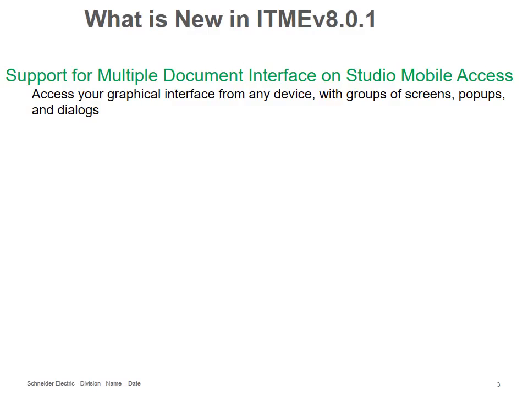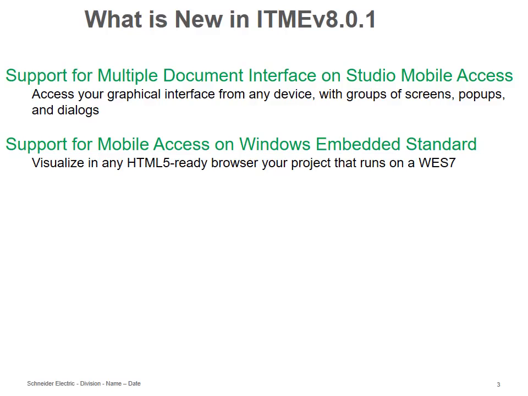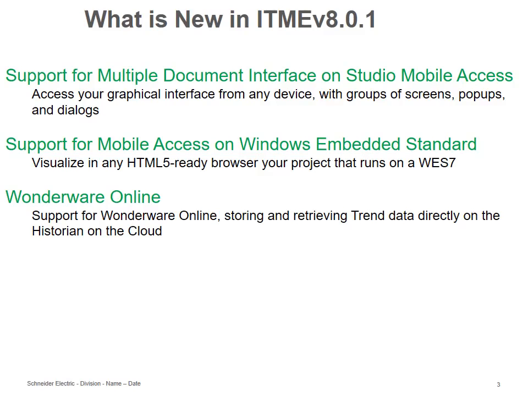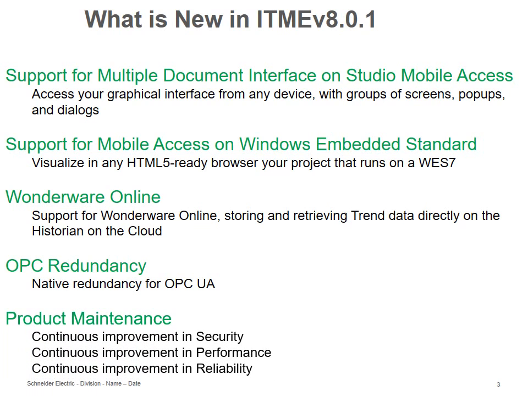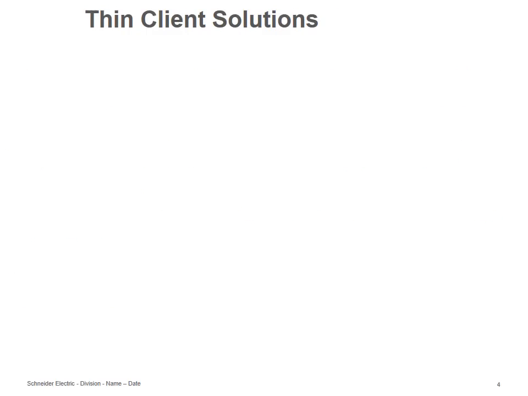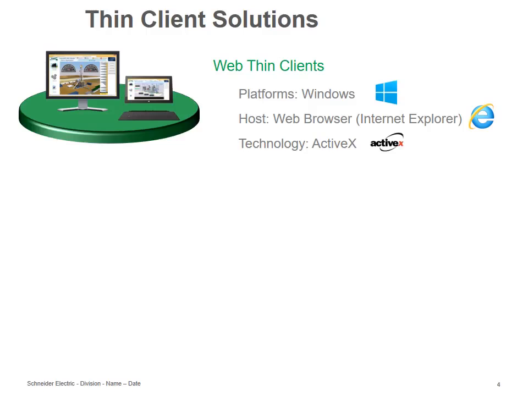So we start with the support for multiple document interface on our mobile access solution. This means that we added support for mobile access on Windows Embedded Standard now on ITME. We also added support for connecting, retrieving data, and storing data to Wonderware Online, basically the historian on the cloud, and a native interface for OPC redundancy, for OPC UA. On top of that, we fixed several bugs, and we continued improving the product in the matters of security, performance, and reliability.